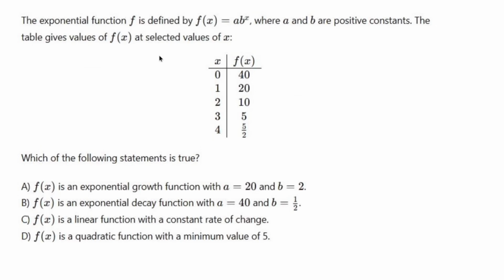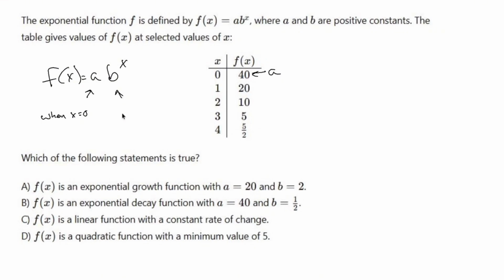An exponential function f is defined by f of x equals a times b to the x, where a and b are positive constants. The table gives values of f of x at selected values of x. So whenever we're building ourselves an exponential function, we have a times b to the x. A is going to be your initial value when x equals 0. Why is that? Well, when x equals 0, it doesn't matter what b is, you get 1, and so a times 1 is going to be my guy. So of course x has got to be 0 in this case. Now when x is 0, I get 40. So 40 is going to be my a.